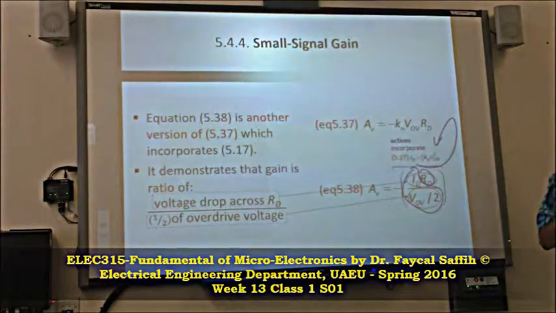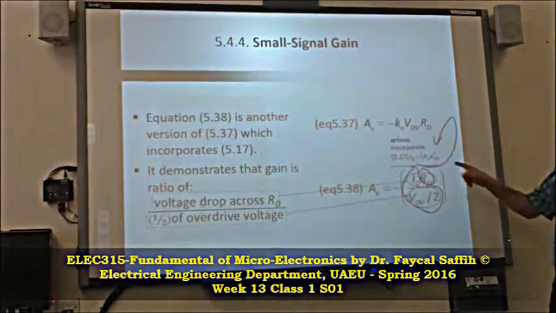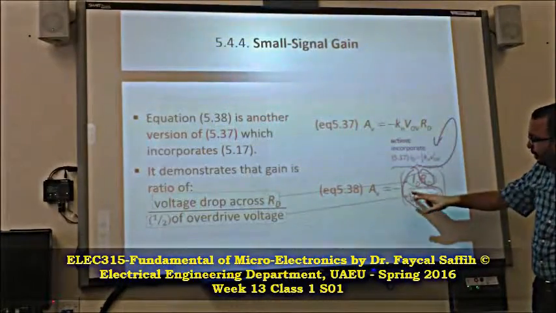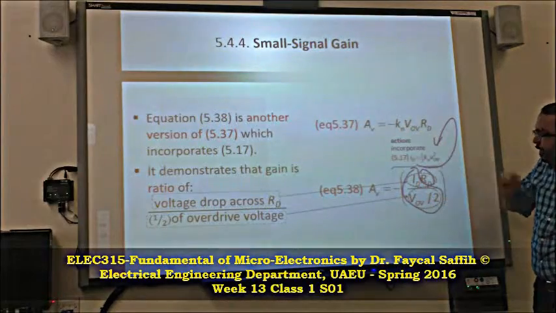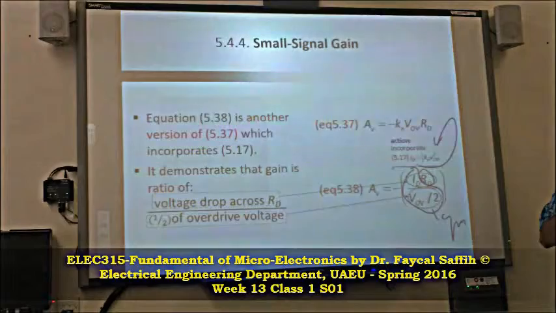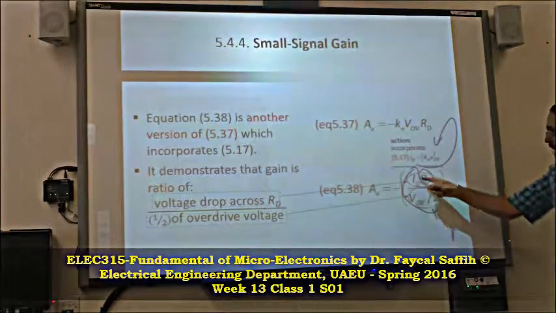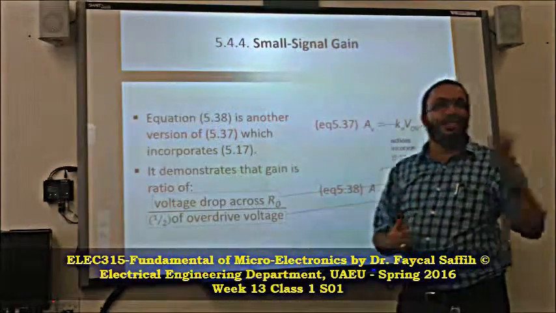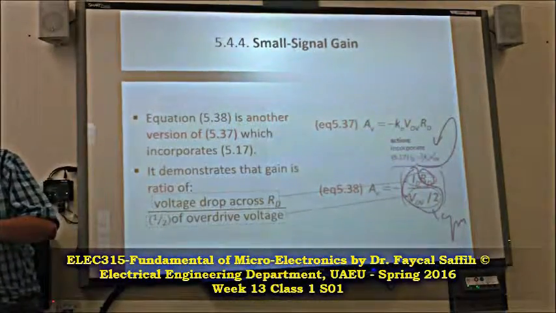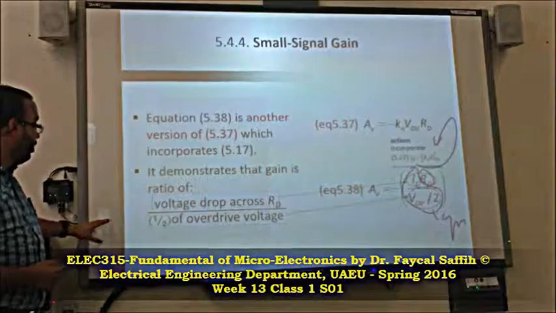Make sense? Yeah. So you can see, half overdrive, we take that and put it under ID. It will be Kn overdrive, yes or no? Yes. And this is also gm, by the way. If you remember that, it's 2ID over V overdrive. We did that today, yes or no? Yes. That's what we did. Very good.